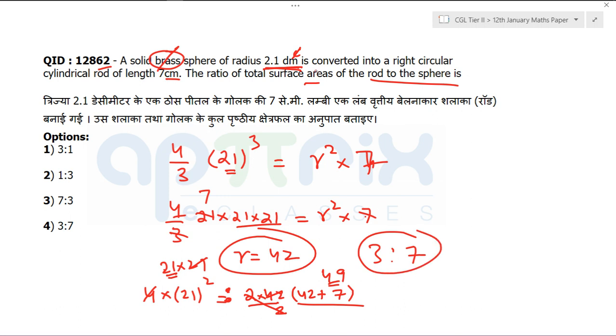But just understand what they are asking. Rod to sphere, not sphere to rod. So do not mark 3:7. Mark 7:3. That is what was required, right? Do not make that basic mistake. The 3:7 was sphere to cylinder, or rod. But we have to find rod to sphere. So that's why we have to write in this particular fashion. Easy, it's not difficult. The only thing is there was a small calculation, right?